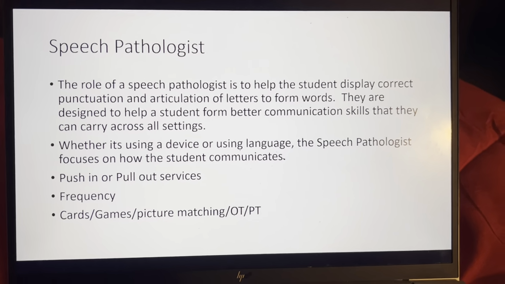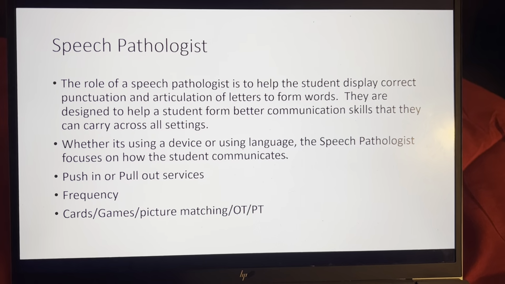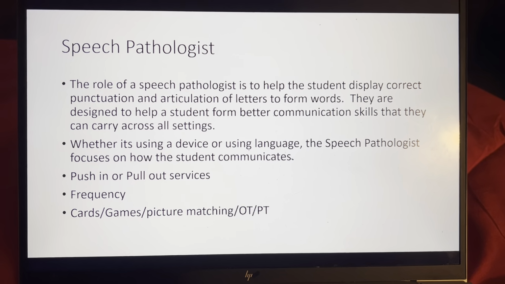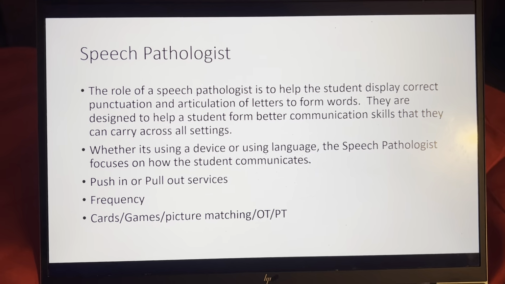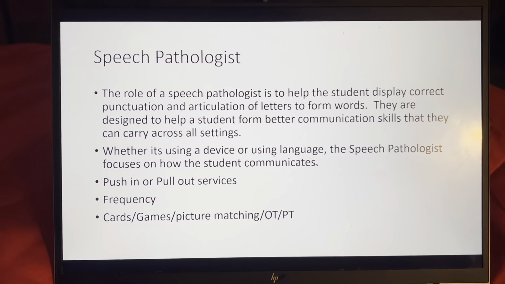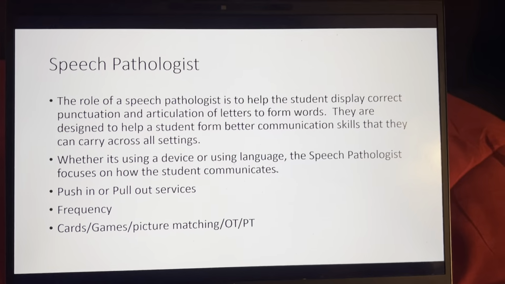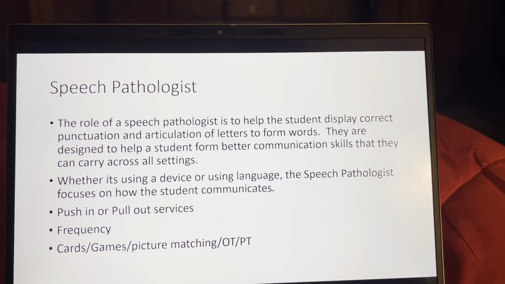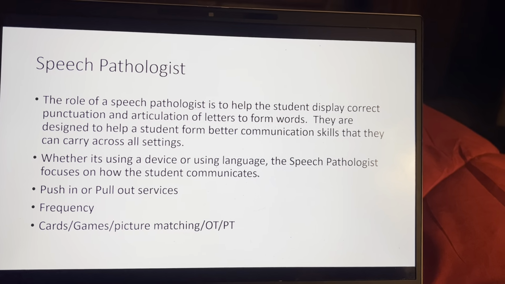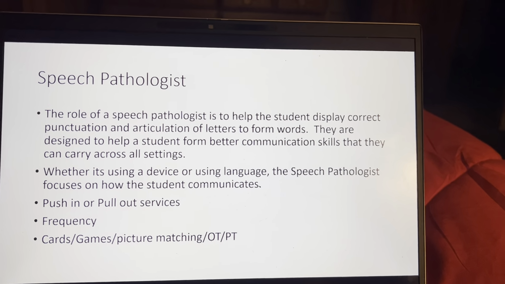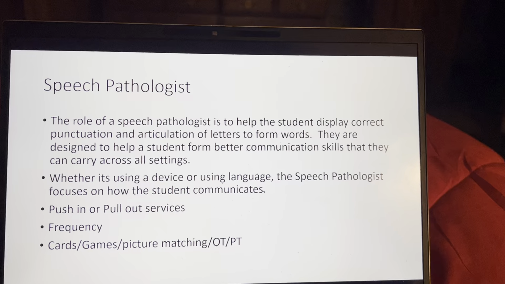To help with this, there is something called a speech pathologist, and their role is to help a student display correct punctuation, articulation of letters and words. At my school, we have, I believe, 3 speech pathologists. They do push in or pull out. They'll come and take the student out and bring them to their office, or they'll even come into the classroom so they can hear what the child is doing or saying.